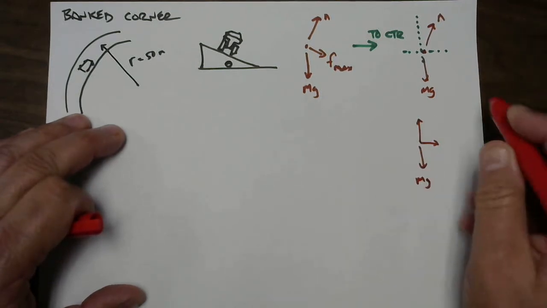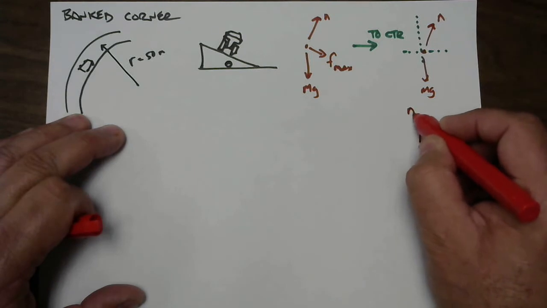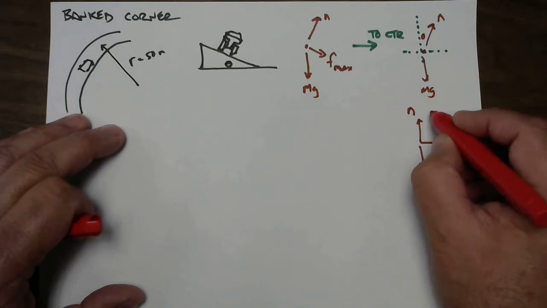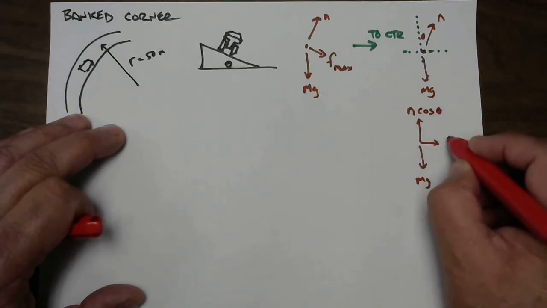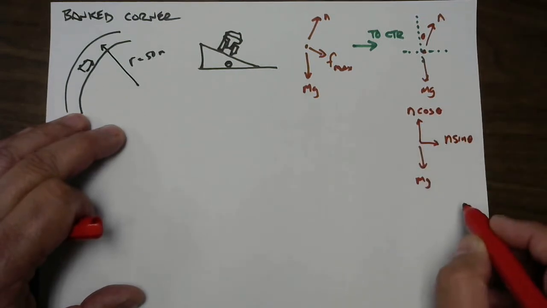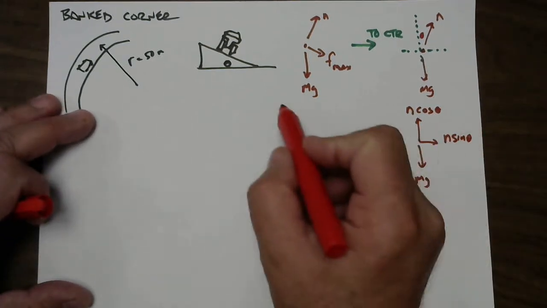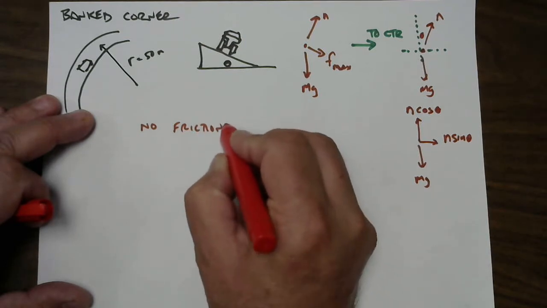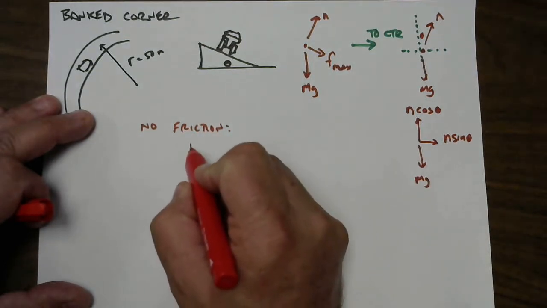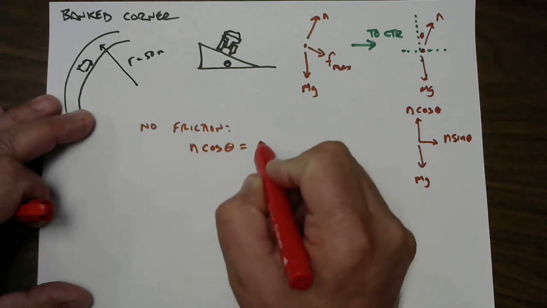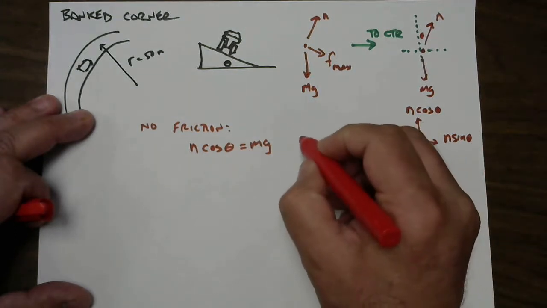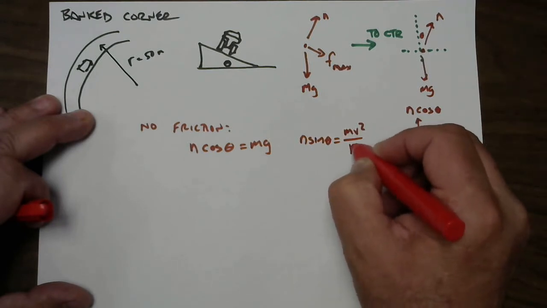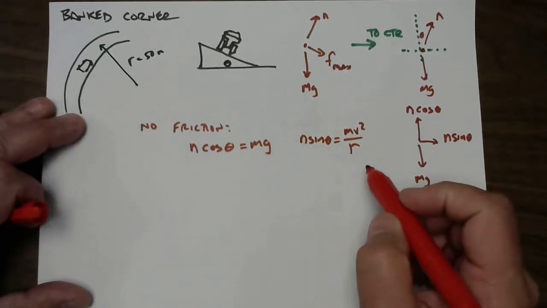Now we have mg downwards. We have N. If this is theta here, this is theta in here. So we have N cos theta up there, and this is N sine theta. So for the case of no friction necessary, we have that N cos theta equals m times g, and N sine theta equals mv squared over r. That's our centripetal force that we need.